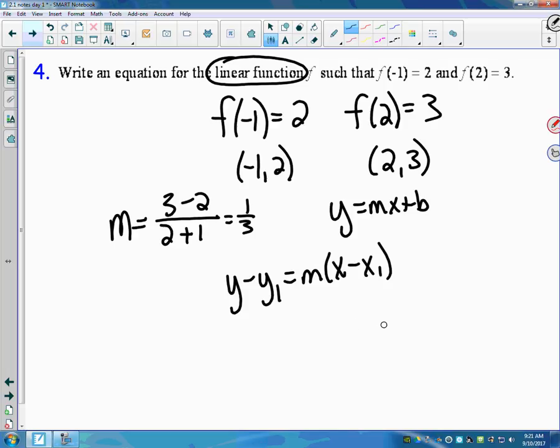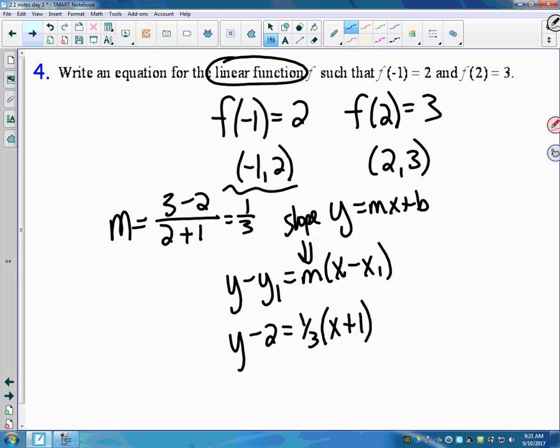So remember that in point slope form, this is your slope, and the x1, y1 is just a point. So you can pick either one of these points. I'll just do this one first. So if I plug in the y, so that would be y minus 2 equals my slope, which is 1/3, times x minus negative 1. And that is an equation, right?